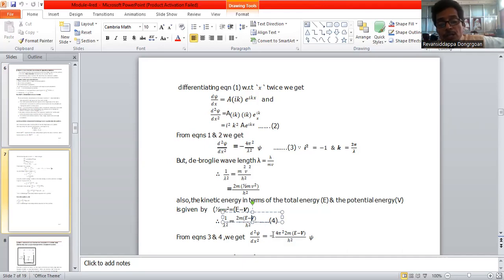Now from equations 3 and 4. Equation 3 is: del square psi by del x square is equal to this value. And equation 4 is: 1 by lambda square is equal to this value. So compare both. Once again you write del square psi by del x square is equal to 4 pi square times 1 by lambda square into psi. Substitute here the value of 1 by lambda square, that is 2m into E minus V divided by h square. So 4 pi square, as it is, 2m E minus V divided by h square into psi.